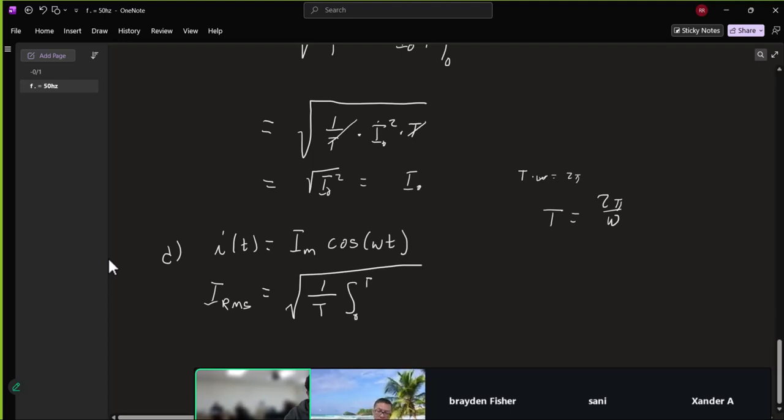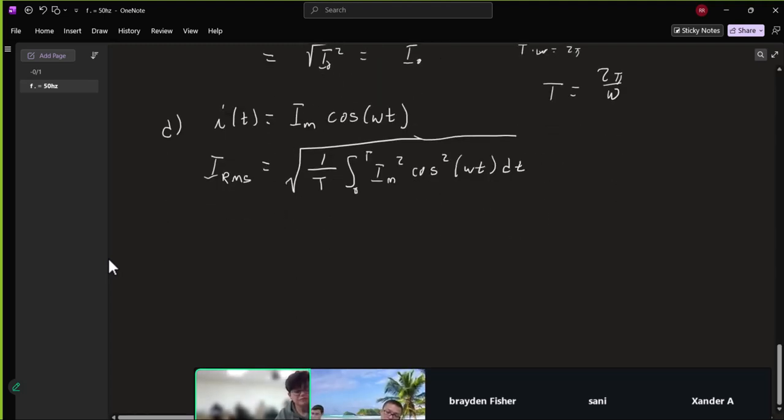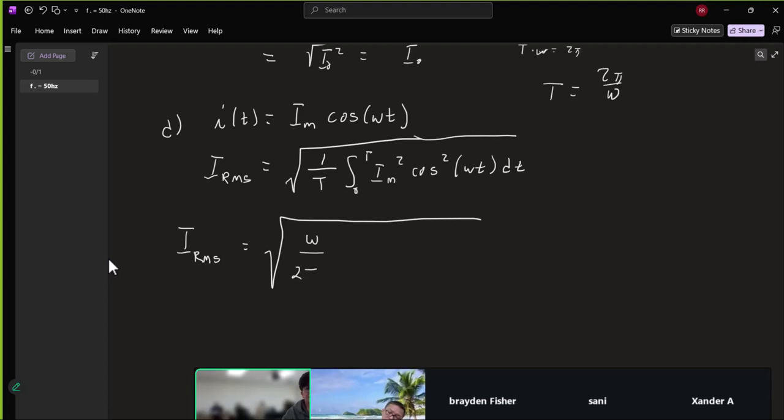from 0 to T of Im squared cosine squared omega t dt. So I RMS equals the square root. So 1 over T would be omega over 2 pi. I can bring the Im squared out. Have the integral from 0 to T of cosine squared omega t dt.